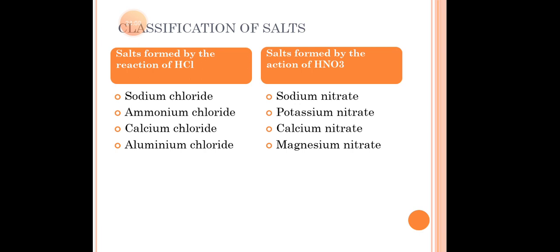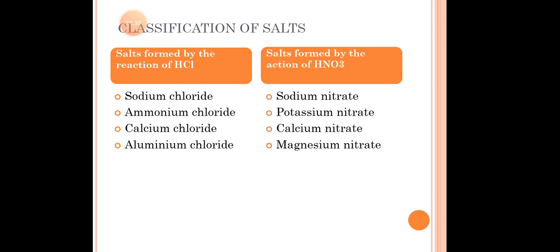Now, to know the classification of salts, it is very much necessary for us to look at the formula of the salts. As this is not given properly in your textbook, I have given you the tabular column. When you look at the formula of the salt, you can find out whether it is from a strong acid or a weak acid, or from a strong base or a weak base. Based on the acids, salts are classified as chloride salts, nitrate salts.